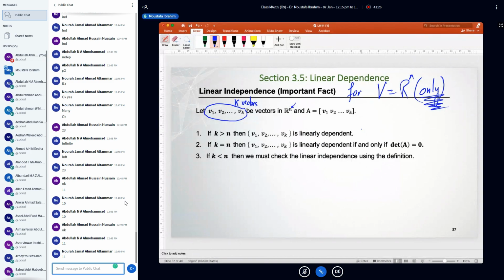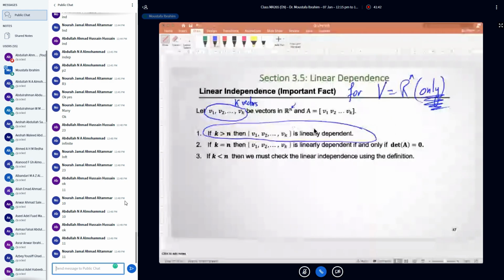So, look, always, guys, if the number of vectors is strictly bigger than n, directly the set is linearly dependent. You can say it directly, no need to prove it, okay? Directly you can apply it. Clear?